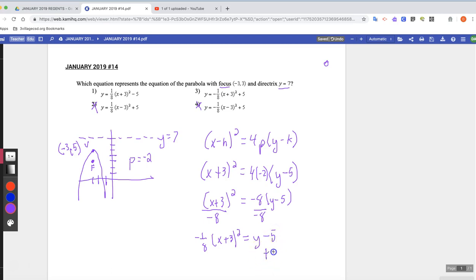And then to get y all by itself, the last step is to add 5 to both sides. I'll just finish this up over here. So negative 1/8 (x + 3) squared + 5 = y. And this is our answer, which matches up to choice 3. And that's how we get the answer to this problem.